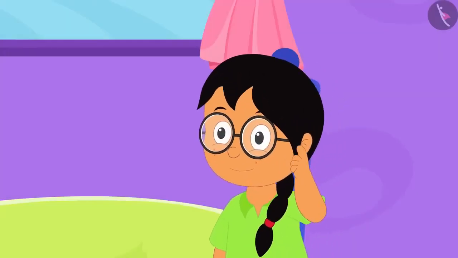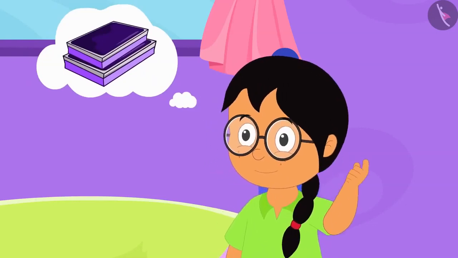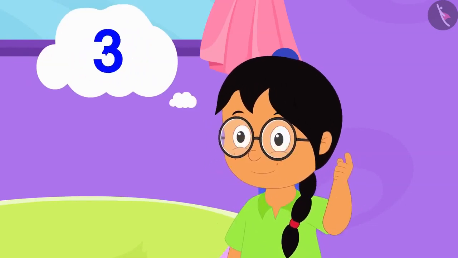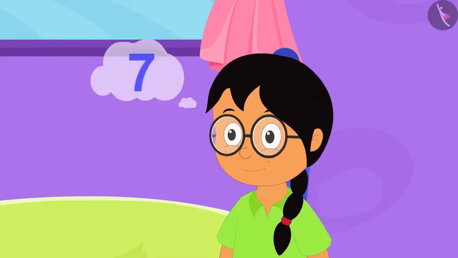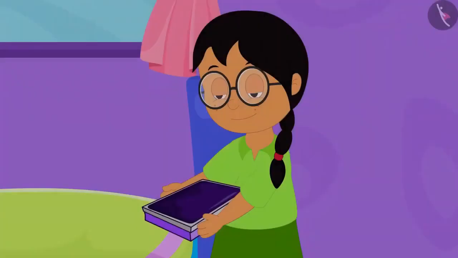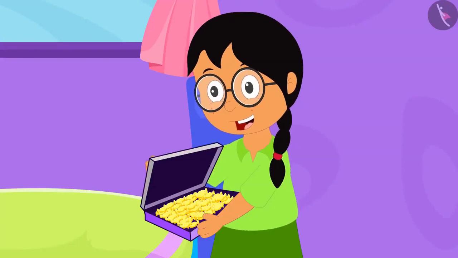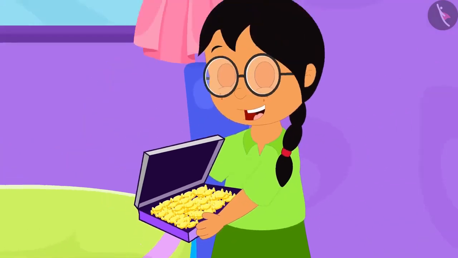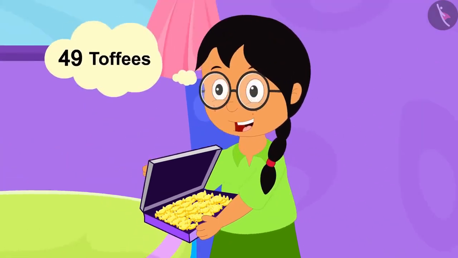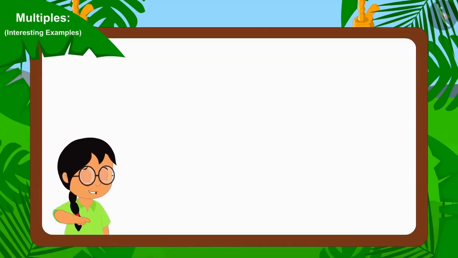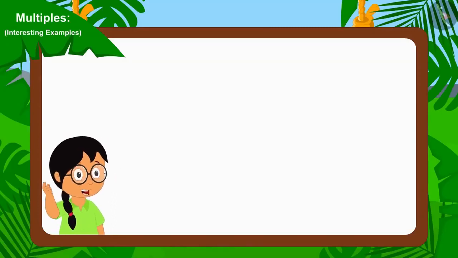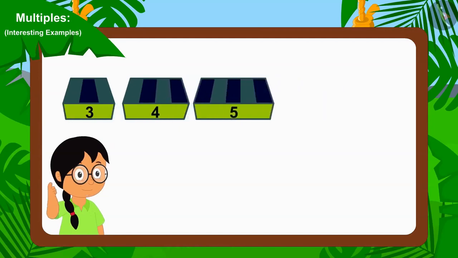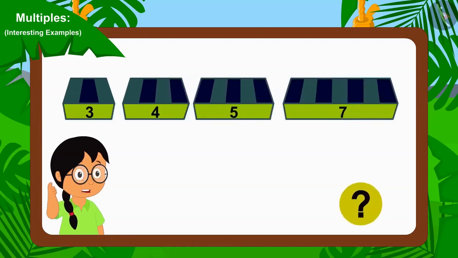Meenu is thinking that she will divide those toffees using groups of 3, 4, 5 or 7 in such a way that no toffee is left. First, Meenu opened a packet of pineapple toffees brought by her uncle. It has a total of 49 toffees. Now, Meenu is thinking which one out of the group of 3, 4, 5 or 7 should she use so that all the toffees are distributed equally.